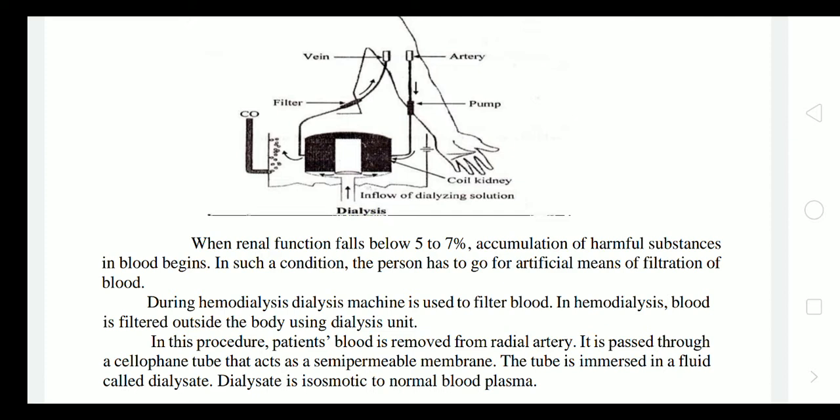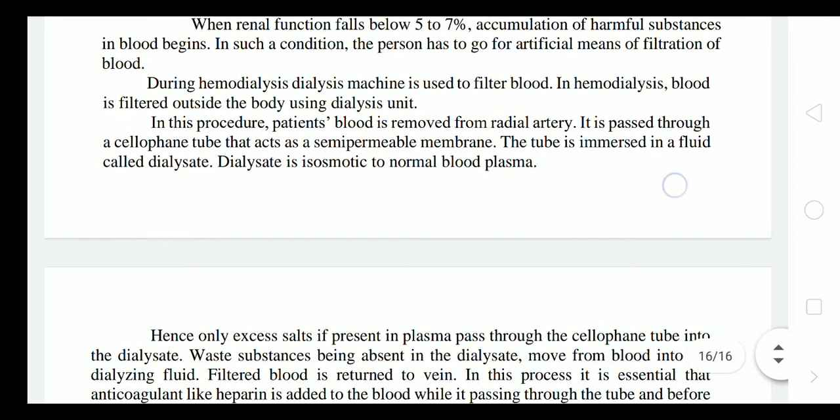In this procedure, the patient's blood is removed from the radial artery and passed through a cellophane tube. Cellophane is a kind of carbohydrate. That cellophane tube acts as a semi-permeable membrane. The tube is immersed in a fluid called dialysate. The dialysate is isosmotic to normal blood plasma. Isosmotic, that means the concentration gradient.